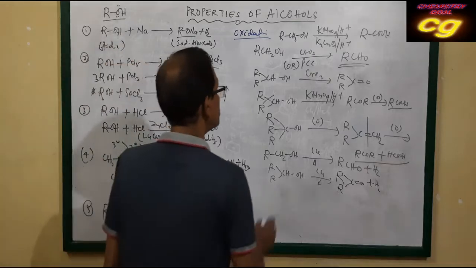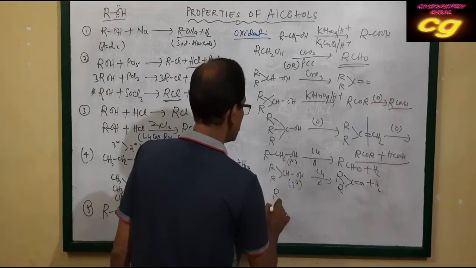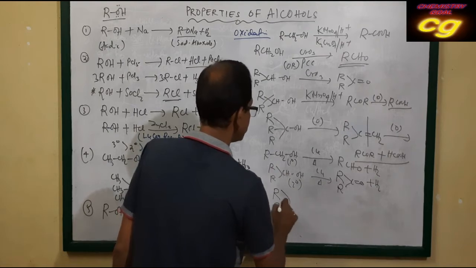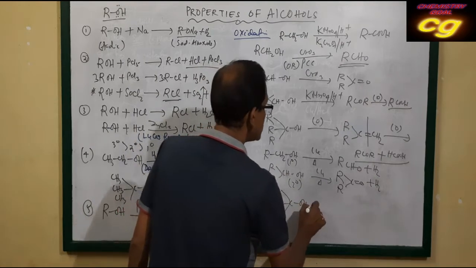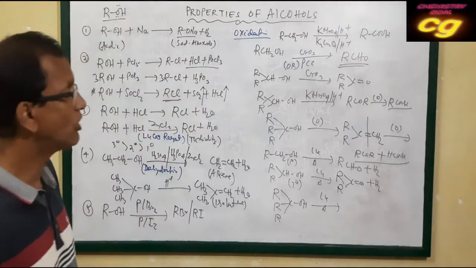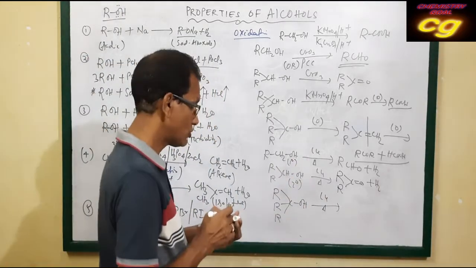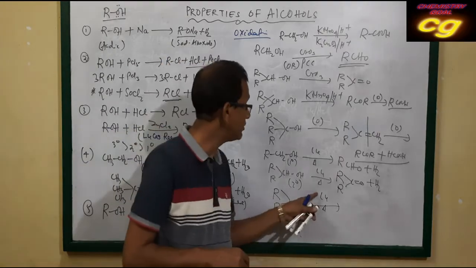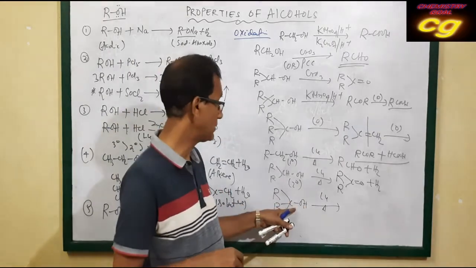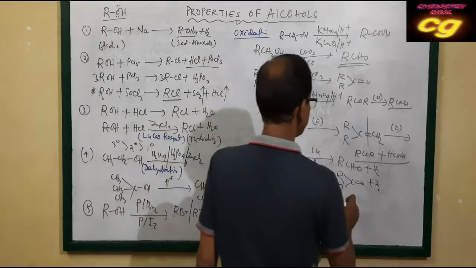This is primary alcohol, this is secondary alcohol. If you use tertiary alcohol with the same copper and heating, you will not get aldehyde or ketone. Always remember, tertiary alcohol will be converted to alkene. The first product is alkene.